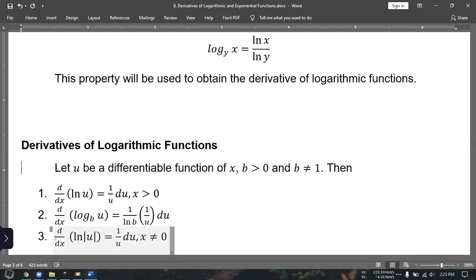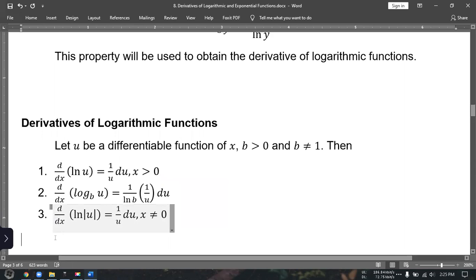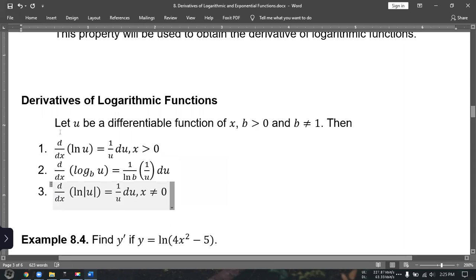Okay, let's have examples. You may want to take a screenshot of this para may reference tayo later as we go through our discussion. Okay, example number 4. Find the derivative of y with respect to x if y is equal to the natural logarithm of 4x squared minus 5.